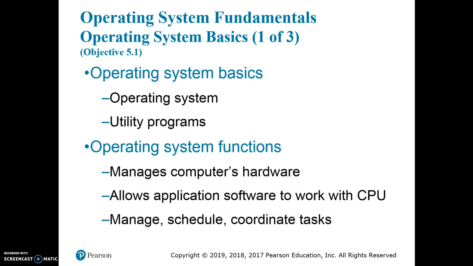So when we're talking about system software, it's comprised of two primary types of programs, all right? The operating system and utility programs. So I'll shorten operating system to OS throughout this lecture, so you're not confused. OS just stands for operating system. Okay, and the operating system has three primary functions. It manages the computer's hardware. It provides a consistent means for application software to work with the CPU. And it's responsible for the management, scheduling, and coordination of tasks.